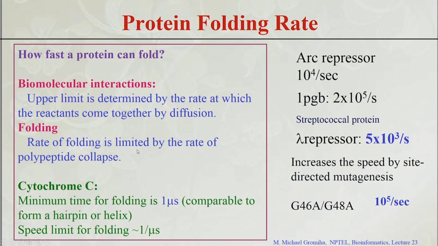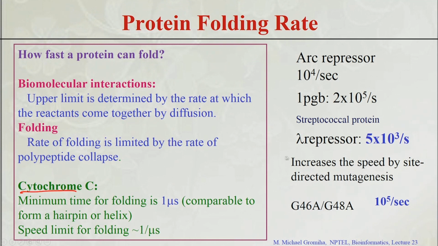Then if you talk about folding, here the rate of folding is the rate at which the polypeptide collapses to form the structure. So, from this you can see, if you take one example, say cytochrome C, the minimum time for folding is about 1 microsecond. This is comparable to the hairpin loop or helix formation. So, the rate for folding is about 1 per microsecond.